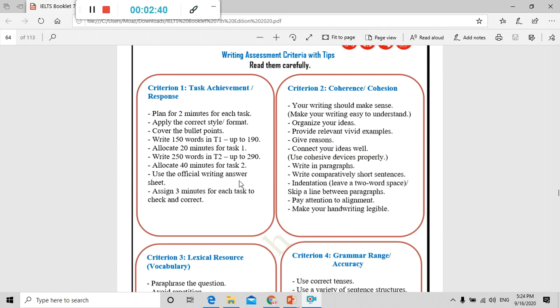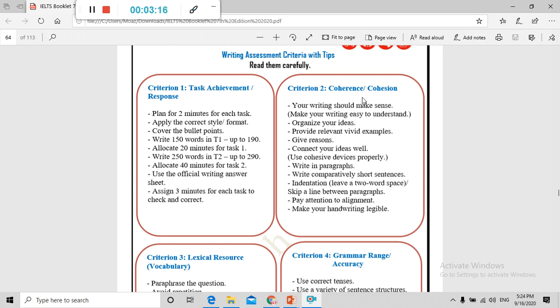Use the official writing answer sheet. Of course, if your test is paper-based test, then you need to use the official writing answer sheet even when you are practicing. Assign 3 minutes for each task to check and correct. After you finish writing each task, you need to correct it, check your mistakes, check your spelling, so you need to be careful about this side.